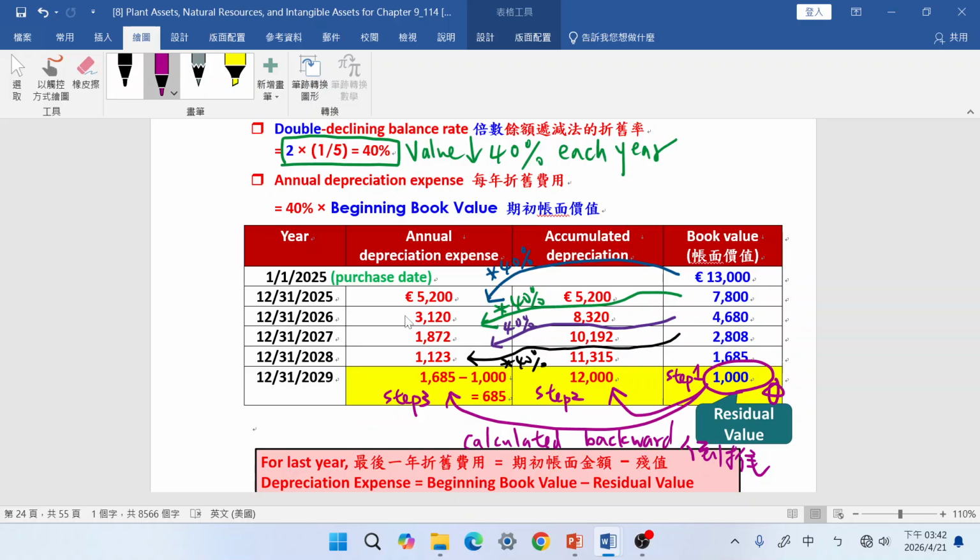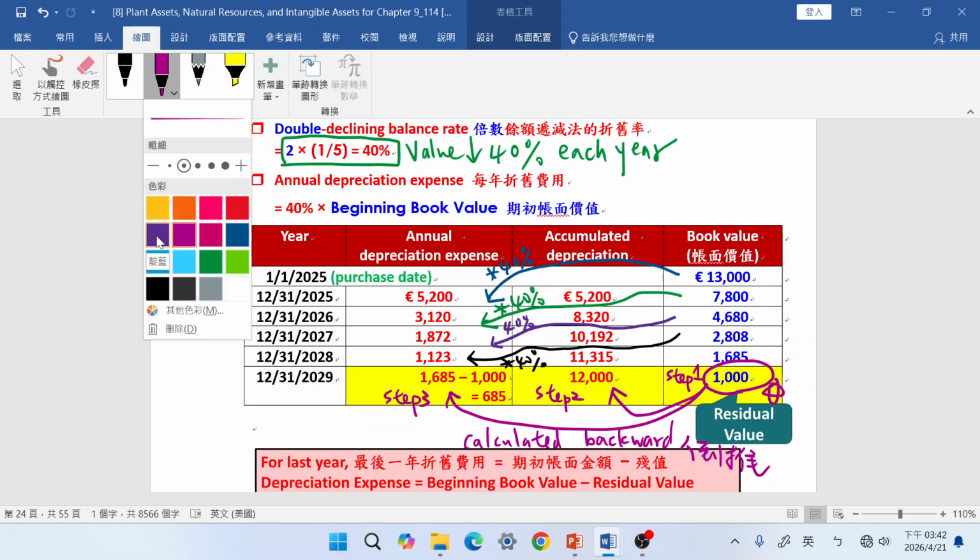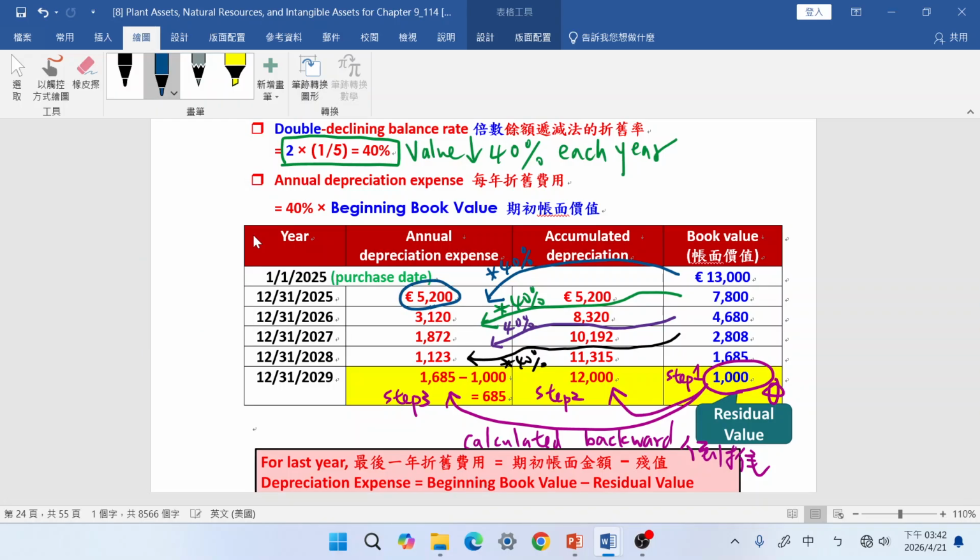So based on this, do we find out the result we want? Yes, right? So what's the result we want? The result we want is first year should be the highest, then decreasing to last year should be the lowest. Okay? Any questions?